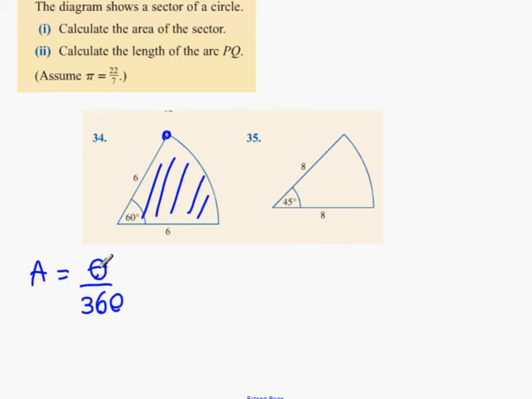It's theta over 360 multiplied by pi r squared. Now, what does theta stand for? This thing here, theta. What is it? It's the angle of your question. What's the angle in the question?